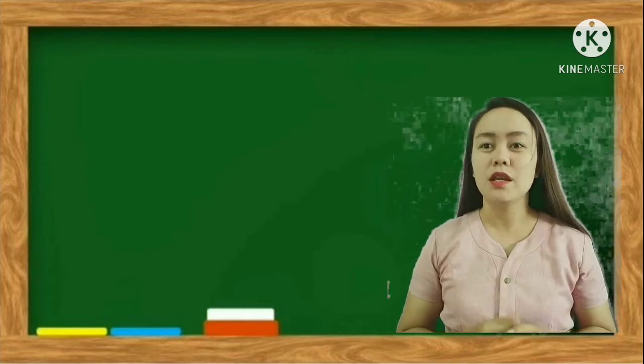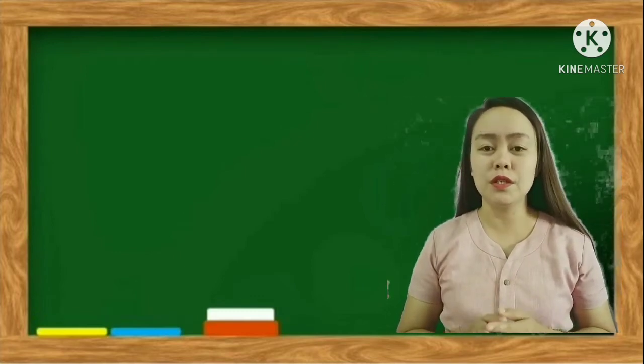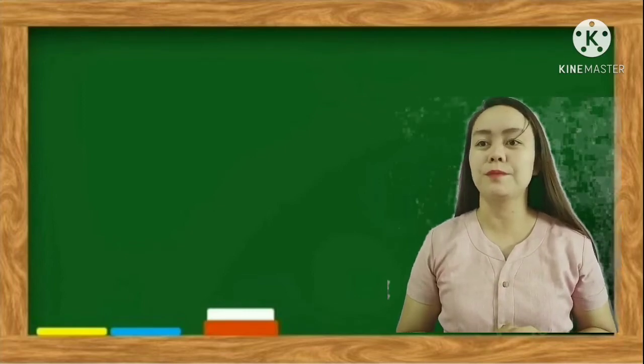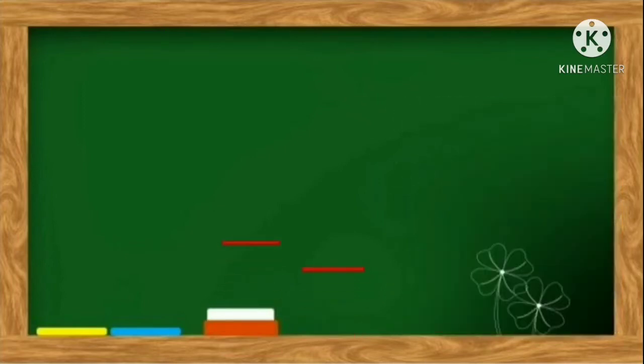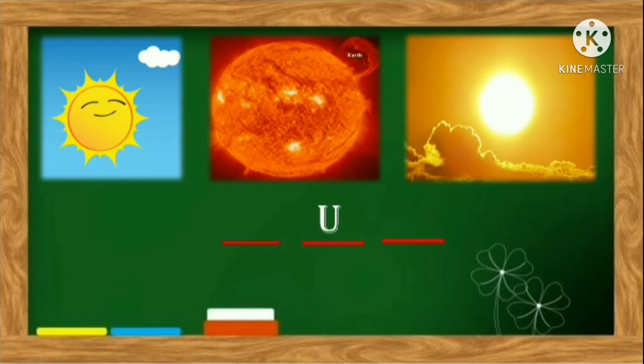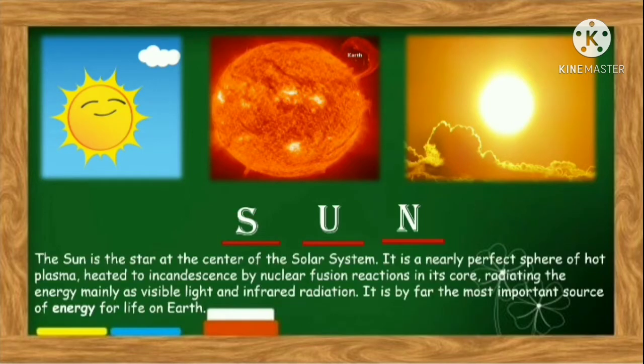Before we start, I'm going to show you random pictures and you are going to guess what the word or the term is. You have here the first clue. It is a three-letter word. The second letter of the word is U. Can you guess the word? Very good. The correct answer is sun.